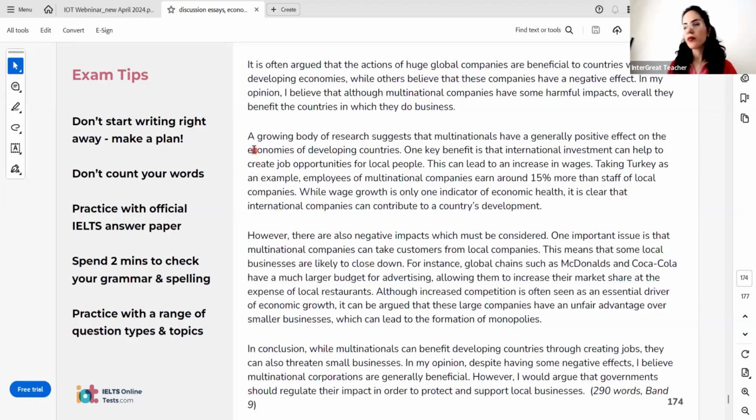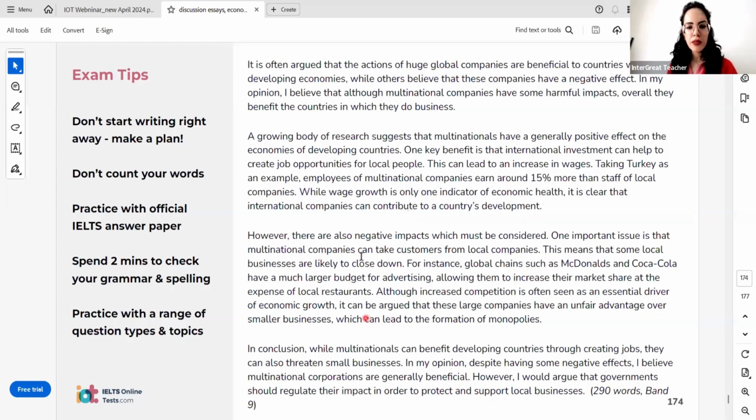I need to write a topic sentence suggesting or signaling what I'm going to talk about. So growing body of research suggests that multinationals have a generally positive effect. What is that positive effect? I am explaining it, giving an example for it, making a concession and countering it. Yes, Divine, I will do that.